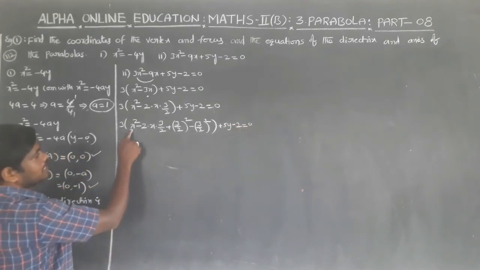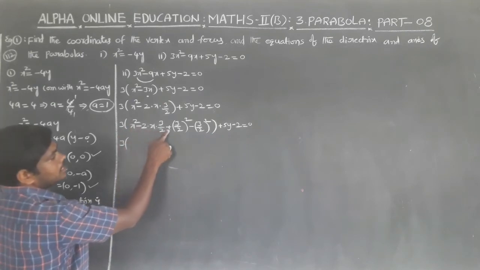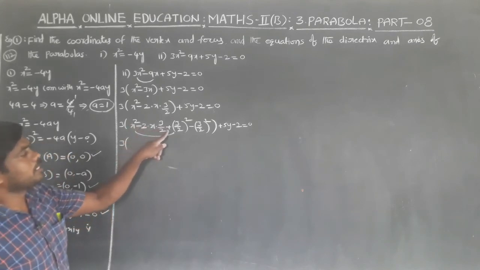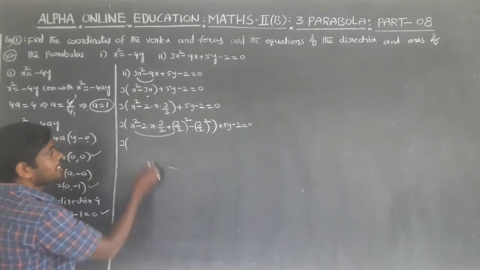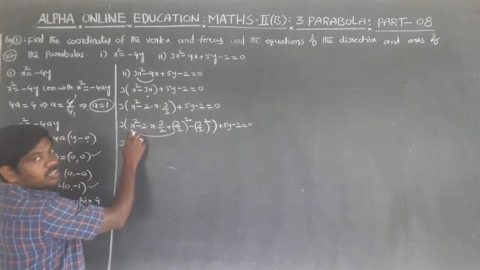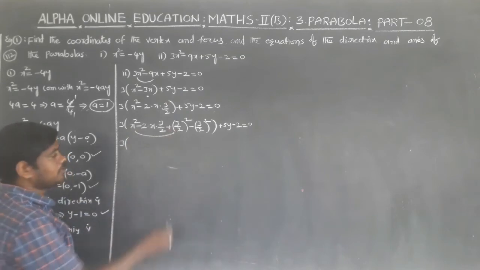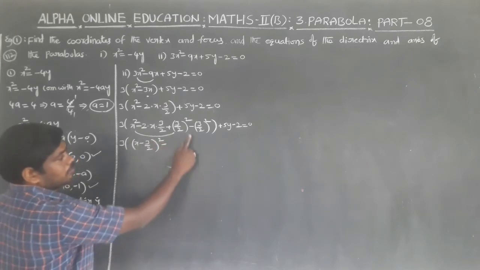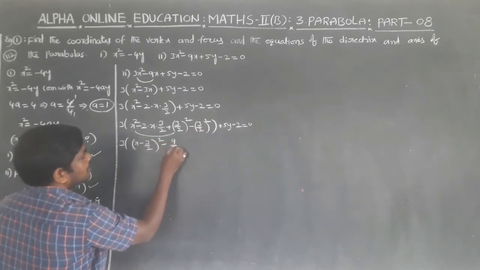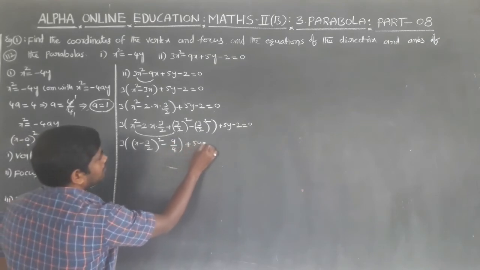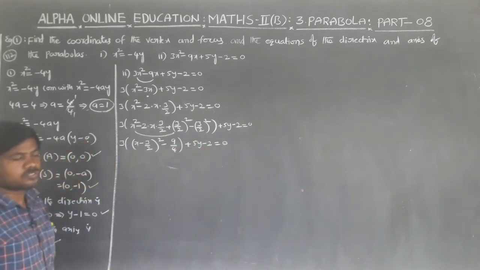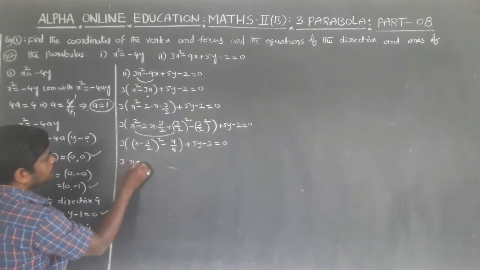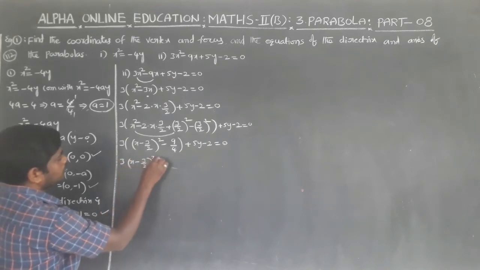3 into a² - 2ab + b². a² - 2ab + b² = (a - b)². Here a = x, b = 3/2. So (x - 3/2)² - (3/2)², which means 9/4, plus 5y - 2 = 0. This total value is multiplied with 3: 3(x - 3/2)².